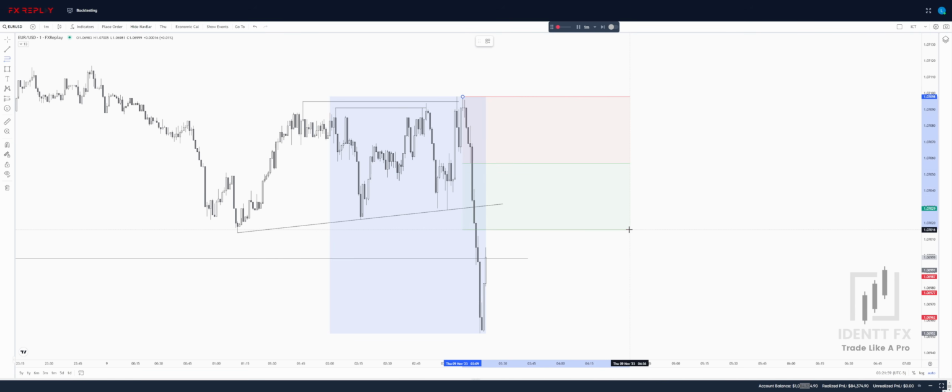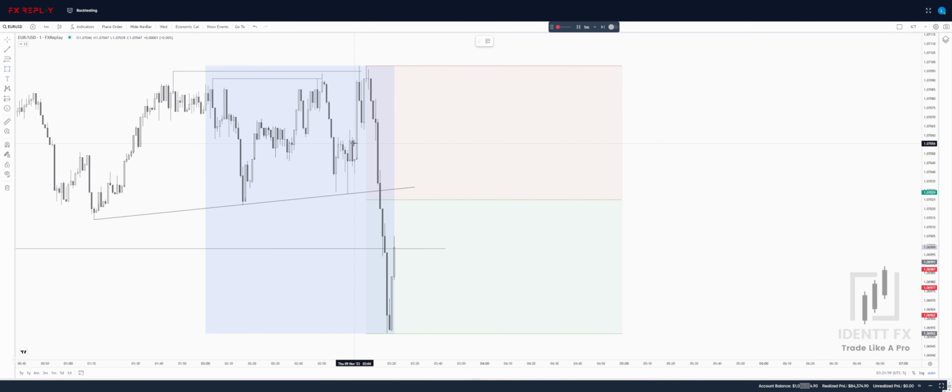Okay, let's see. I'm thinking right here, we do have a really nice breaker block combined with an FVG, right? There we go.